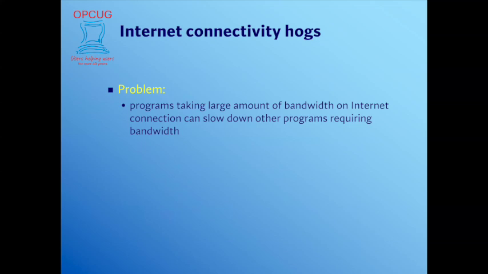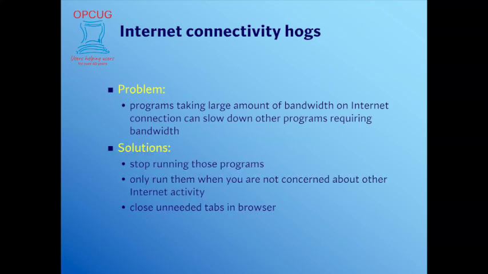Internet connectivity is usually not such a big deal, but I include it because it's one of the 4 metrics that Microsoft Windows provides for you. The problem really comes down to if you have a program that is using a lot of your bandwidth, then it could slow down other programs that are requiring bandwidth. So the solution: stop running those programs or only run them when you're not concerned about other internet activity. So if you're trying to stream a movie, maybe you don't want other internet activity going on that is going to affect your ability to watch that video stream. Closing unneeded tabs in the browser can also help there because background tabs in the browser can be periodically trying to access the internet.